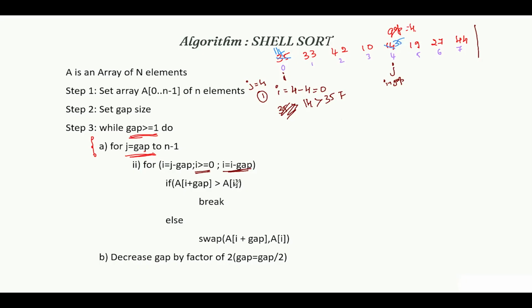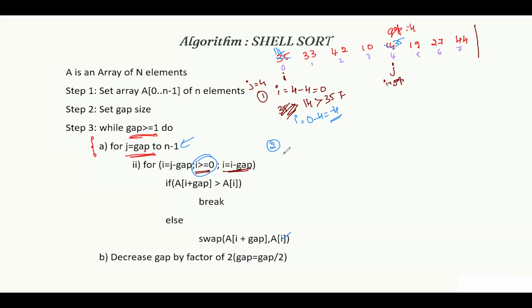What happens next? I'll go back to the for loop and change the value of i. Now, what is the changing value? i is equal to the existing i value minus 4, which will give me a negative value. And remember that the moment I get a negative value, I need to break out of this loop. So I will break out of this loop and go back to my jth loop.